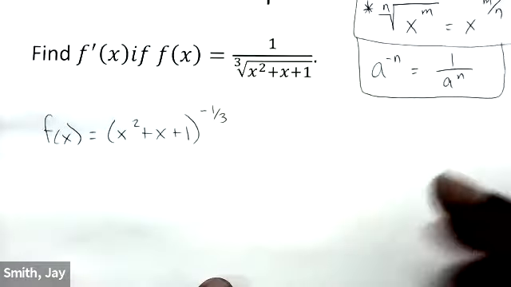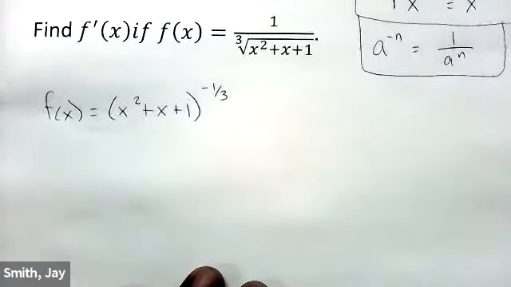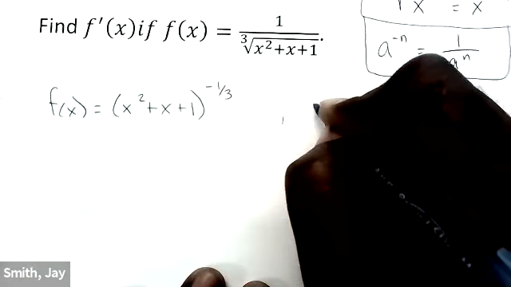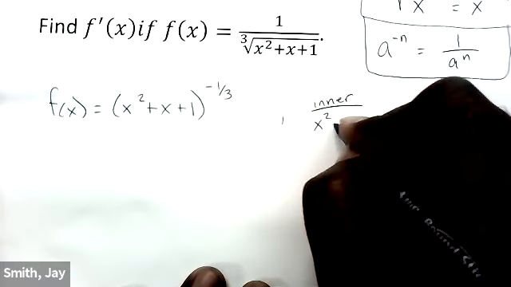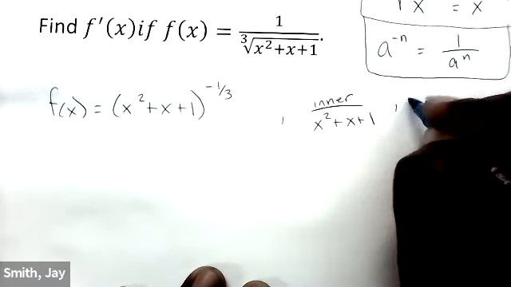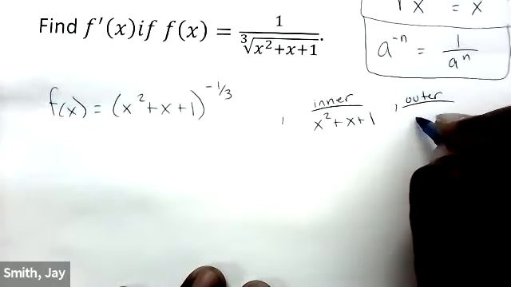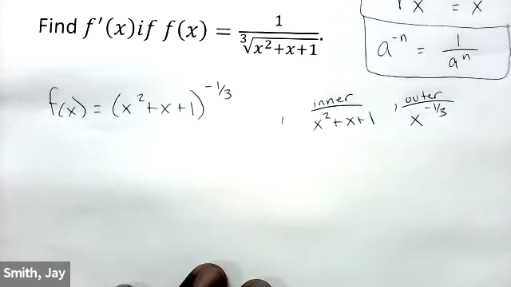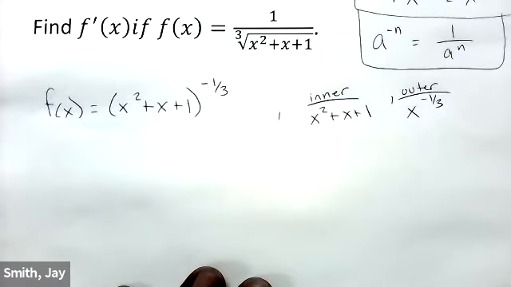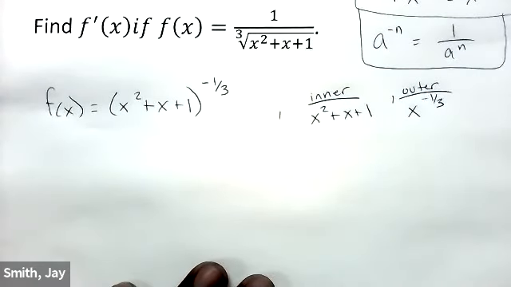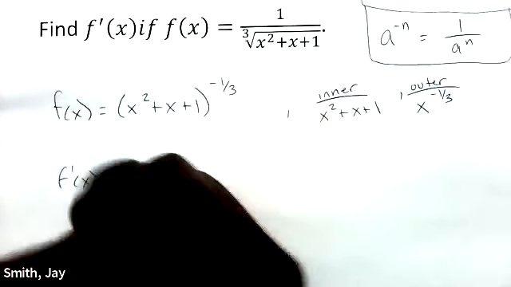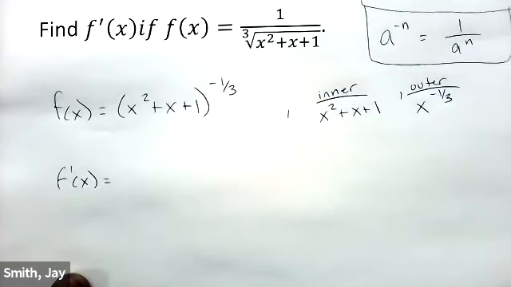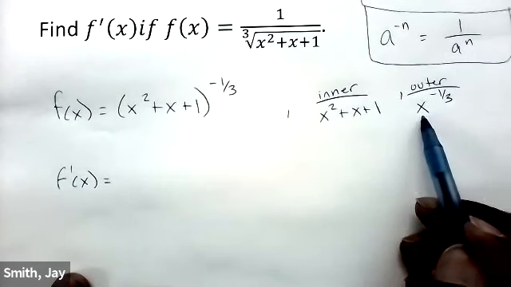Given that we introduce our parentheses, now we can define our inner and our outer functions and apply the chain rule. My inner function is x squared plus x plus 1. My outer function will be x to the negative 1/3 power. So now we can start working on f prime of x, our derivative. f prime of x will be the derivative of the outer function at the inner function. Here, my outer function is x to the negative 1/3.